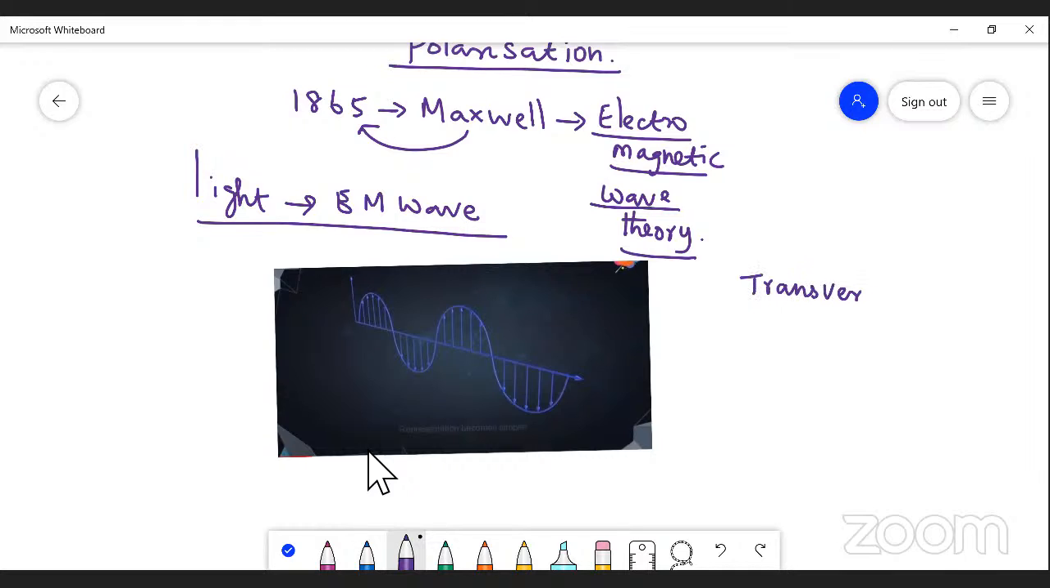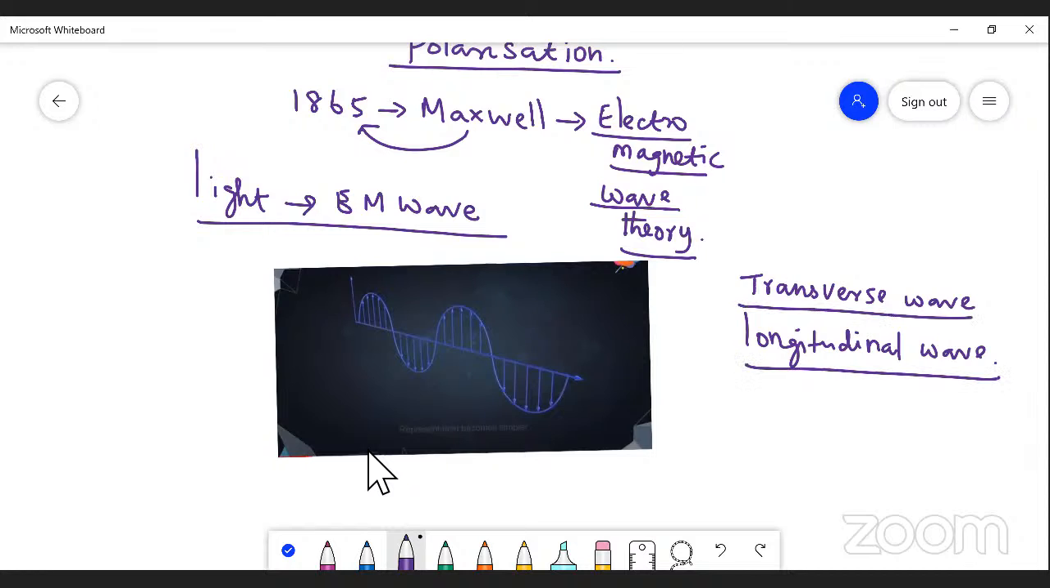Transverse wave and longitudinal wave. There are two types of waves: transverse wave and longitudinal wave. Right. What is the difference between transverse wave and longitudinal wave?